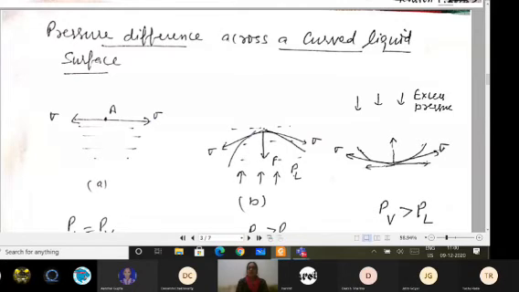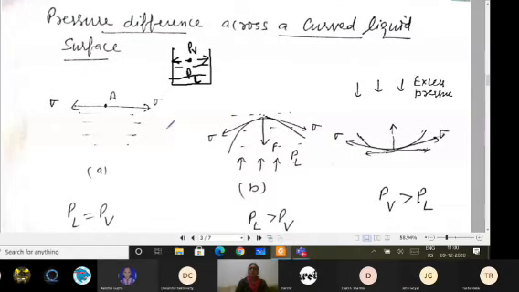If I have a curved surface like this, then what about the pressure difference across the curved liquid surface? When the surface is plain, like water taken in a container, because water is an ideal liquid, the surface is plain. Here the pressure because of the air, that is the vapor pressure, and the pressure due to the liquid are both equal, and that is why the surface is plain.